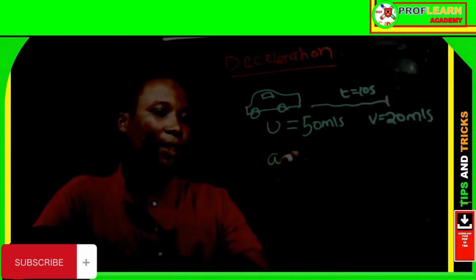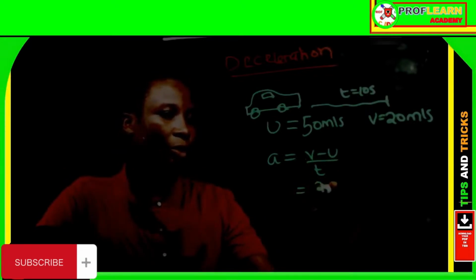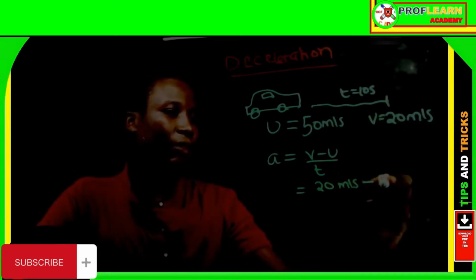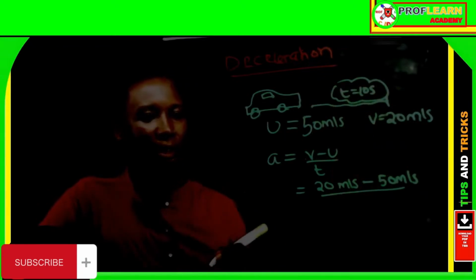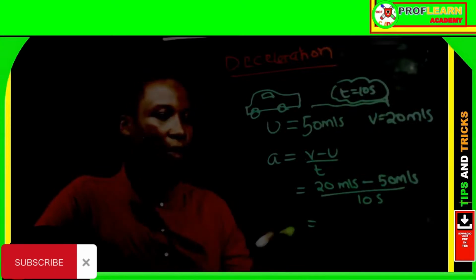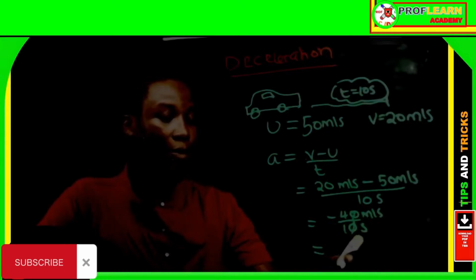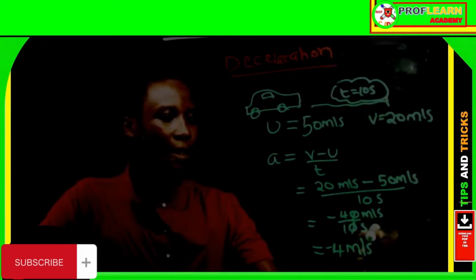So therefore, our acceleration will be final minus initial divided by time, and that is going to be 20, because finally it slowed down to 20 meter per second, minus 50 meter per second divided by the time given. Our time is going to be 10 seconds. So finally we are going to have a negative 40 over 10. This is meter per second, and this is a second. This will cancel out. Finally, our answer becomes negative 4 meter per second square.